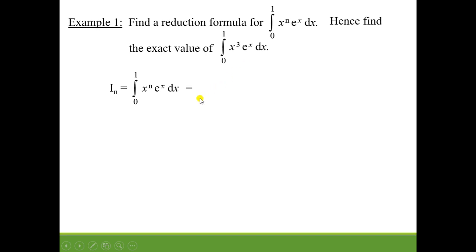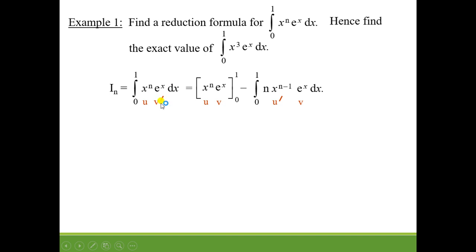Now what is the solution? We consider this given integral as I n. Why I n? Because the power of x is n. Now we have to apply the product rule here. For the product rule we want two functions. So by the ILATE rule we consider x raised to n as our u function, and the exponential e raised to x as our v function.